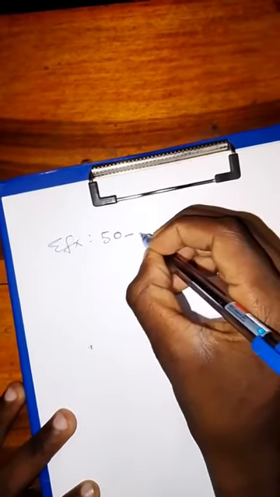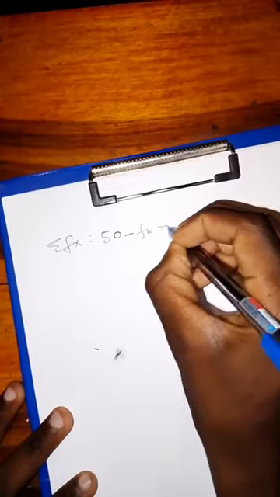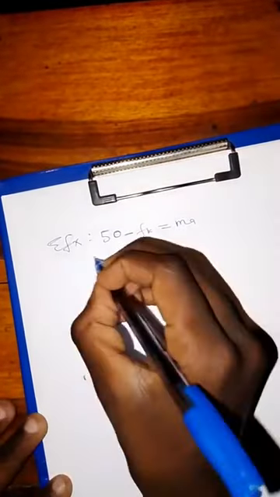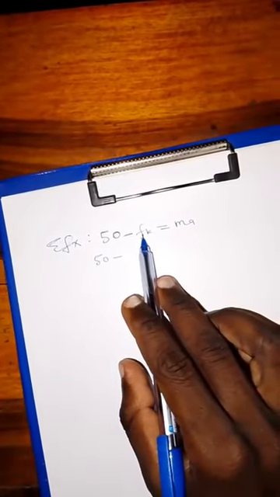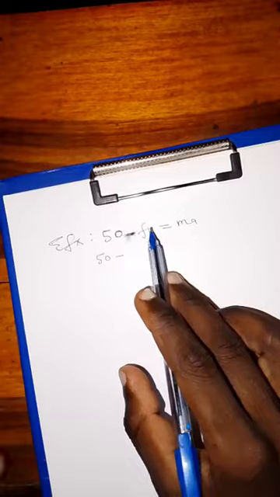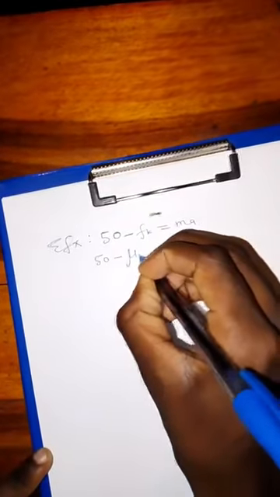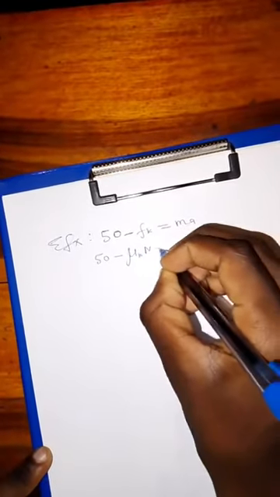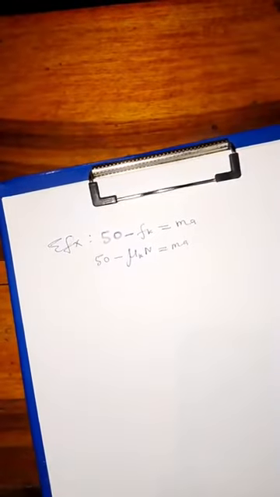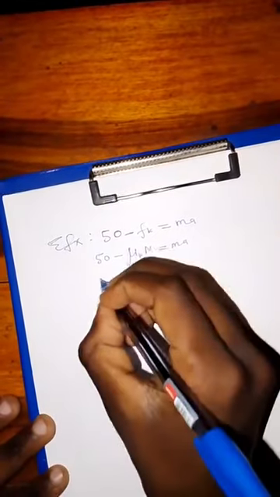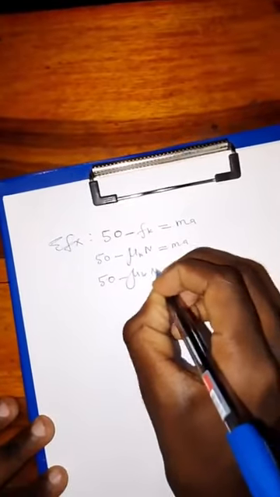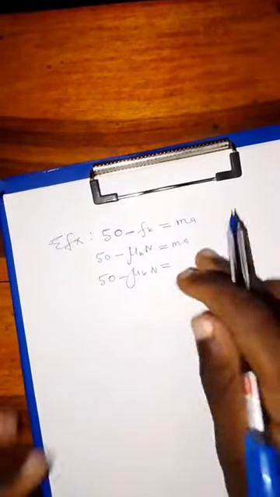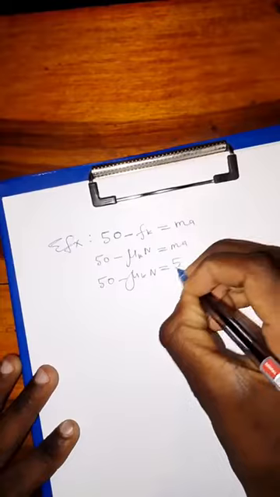The friction is actually the Fk, which should be equal to mass times the acceleration, since it's the second law of motion. So 50 minus the Fk can be replaced with what? The mu k n, which will be equal to mass times the acceleration. Okay. So 50 minus mu k n should be equal to the mass. We know the mass of the object. The mass is 5 kg.